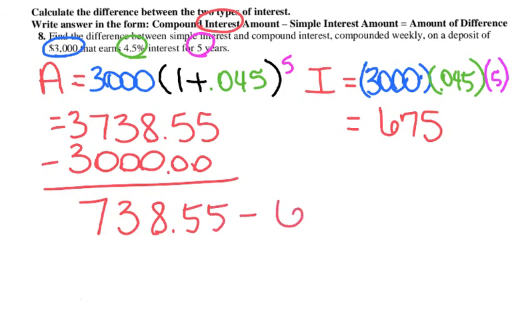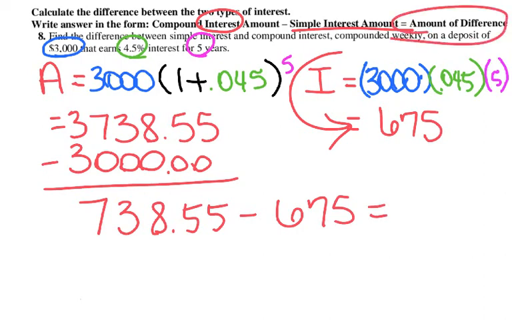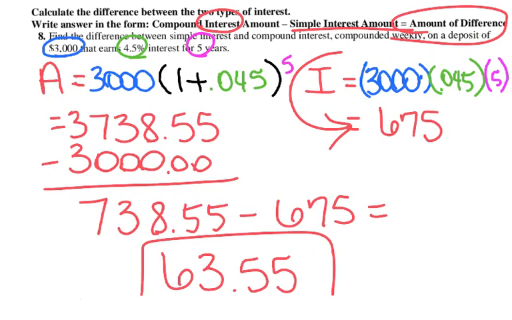And then subtract the $675, which is the simple interest, right there. And then that's going to give you the amount of difference. Okay, your answer ends up being $63.55.